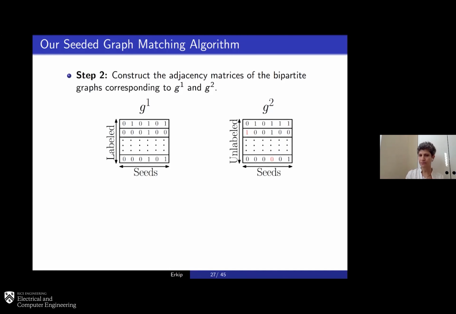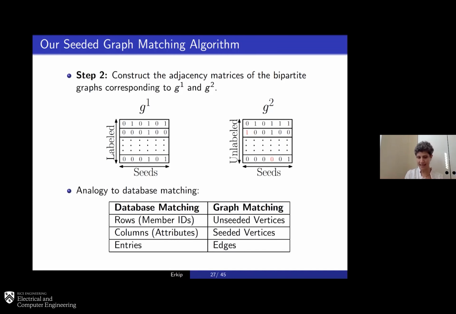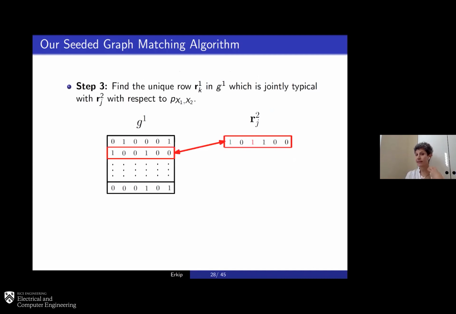I'm going to look at these two matrices, and I'm going to try to figure out how to label the rows of the second matrix. So now this is exactly the same as my database matching problem, where unseeded vertices correspond to rows, seeded vertices correspond to columns, and edges correspond to entries. And I can again use the same principle. I can take a row corresponding to the unlabeled graph and try to find which row it corresponds to in the labeled graph.